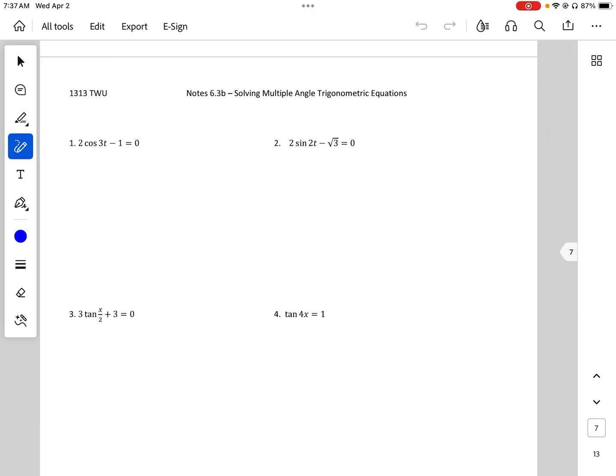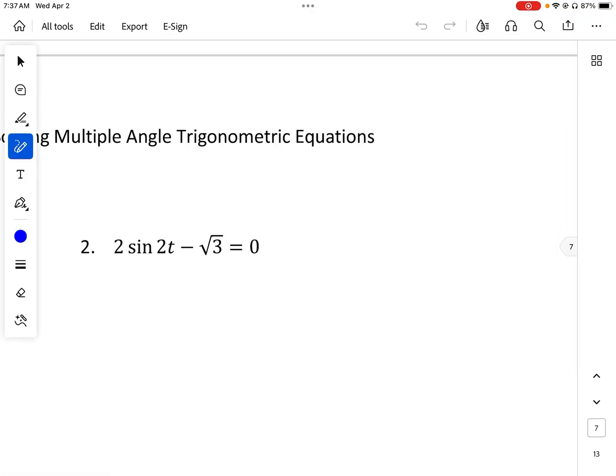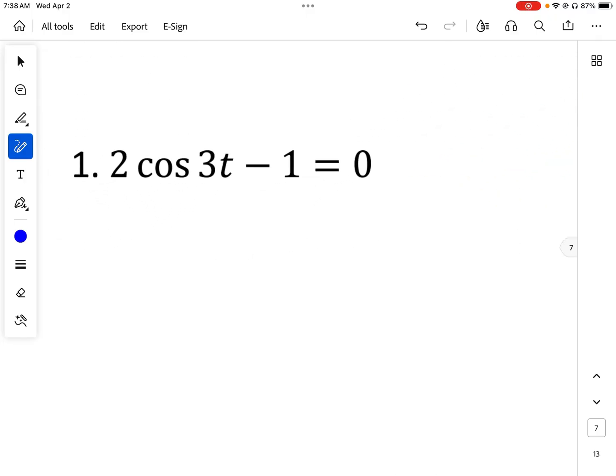Let's solve multiple angle trig equations. So what we have been dealing with is whenever we have sine x equals something, and we solve it that way. But now we're going to be looking at something like sine 3x equals something. So there's going to be this coefficient here that we have to do something with. So let's look at our first one.